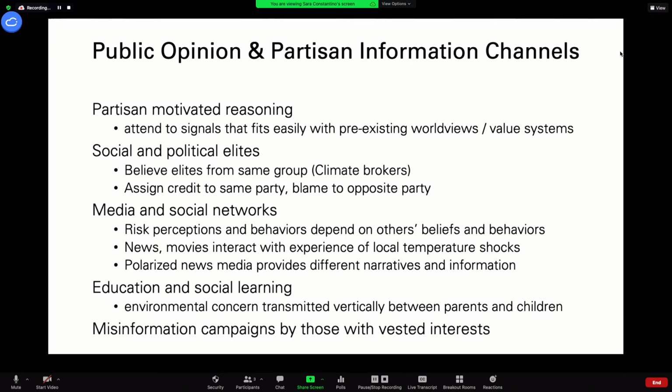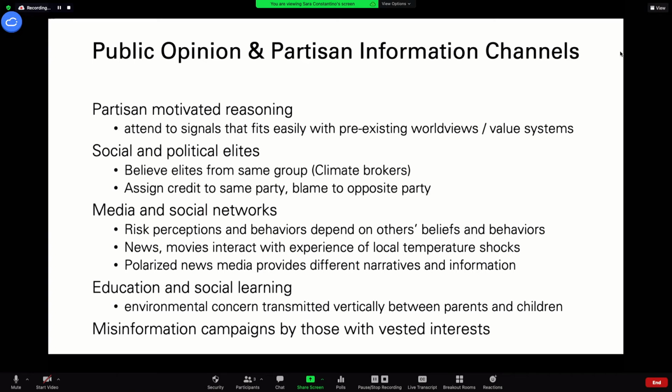People also tend to assign credit to their same party and to blame the opposite party. And so we see this in studies of different kinds of messengers. People tend to not blame co-partisans, people from their same party. But if it's someone from a different party, they're much harsher on those messengers in studies.